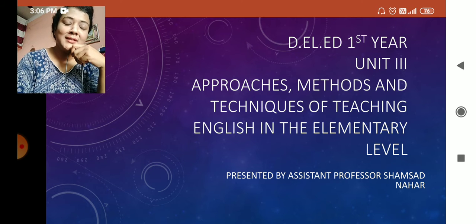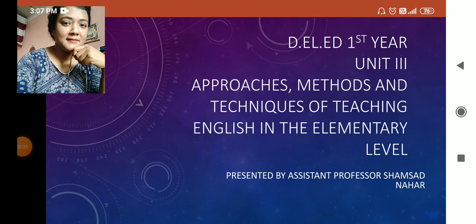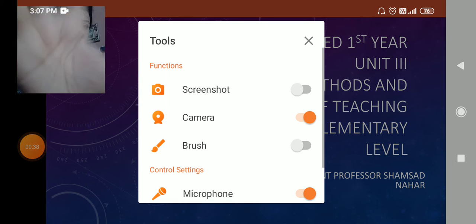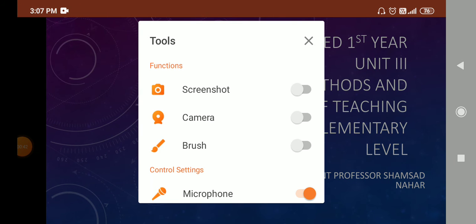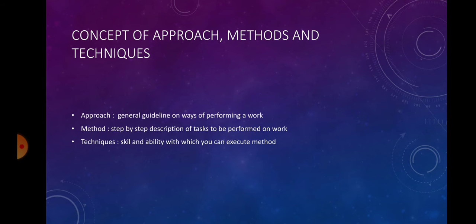Today we will discuss Unit 3, which is approaches, methods and techniques of teaching English at the elementary level. So let's begin today. Yes, today in Unit 3 we will get a very clear idea about the approaches, methods and techniques.